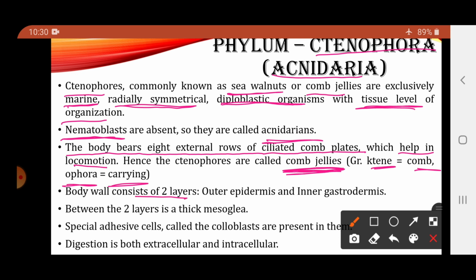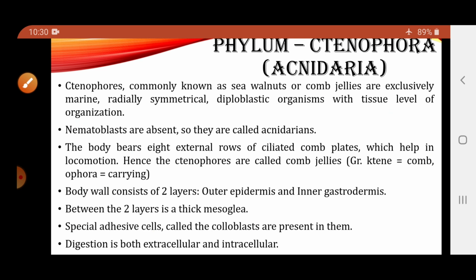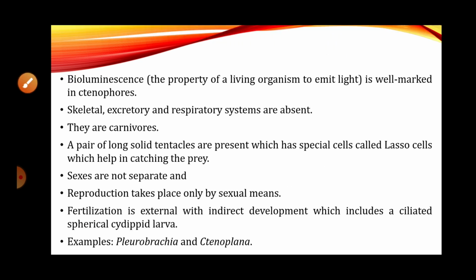Their body also consists of 2 layers. The outer layer is the epidermis, the inner layer is the gastrodermis. Between these two layers is a thick mesoglea. These organisms contain adhesive cells, helpful for attachment. These cells are called colloblasts. So they have special adhesive cells called colloblasts. Digestion is both extracellular as well as intracellular, that is, inside the cell in the food vacuole, which is intracellular, and extracellular means in the lumen of the digestive cavity.